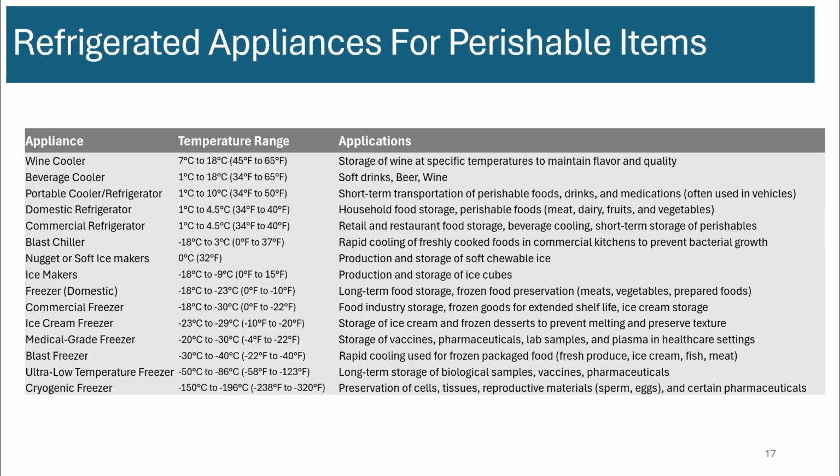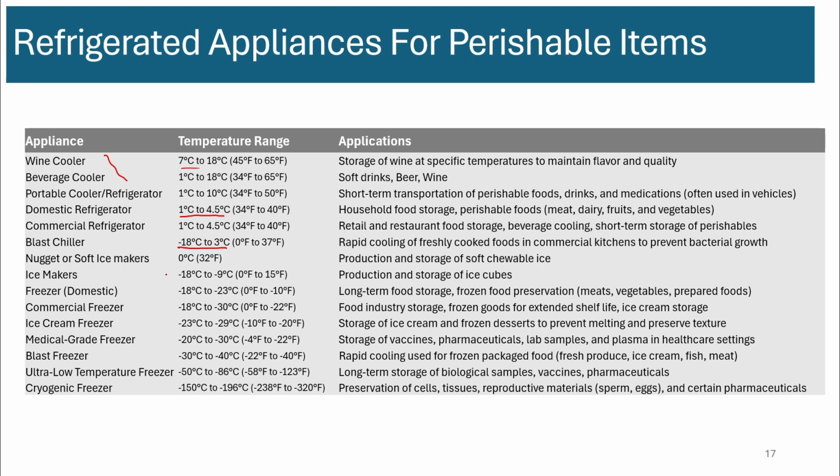Now let's further look into the temperature range of some of these applications. So if you look at beverage and wine coolers, etc., you're looking at 7 to 18 degrees C, 1 to 10 degrees C. But when you start storing your food in the refrigerator, you don't want to go above 4.5 degrees C. And when you talk about blast chillers, you're going in the range of minus 18 degrees C to 3 degrees C. So it quickly cools.